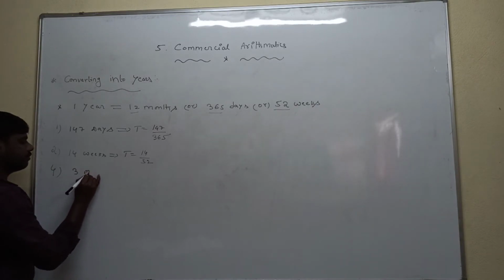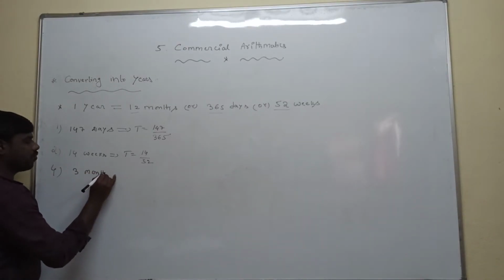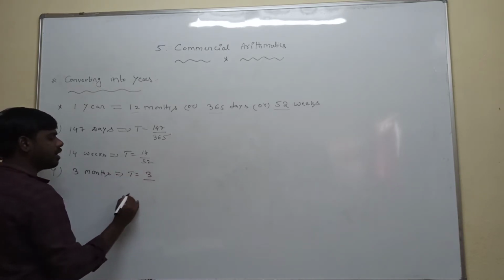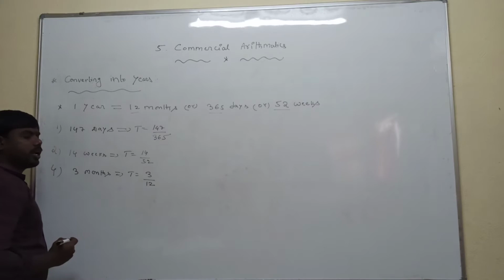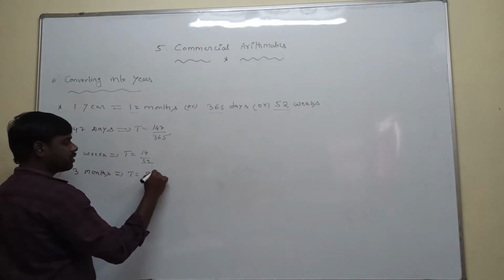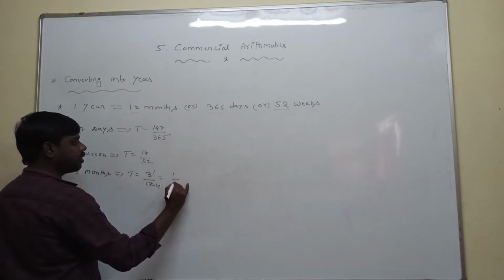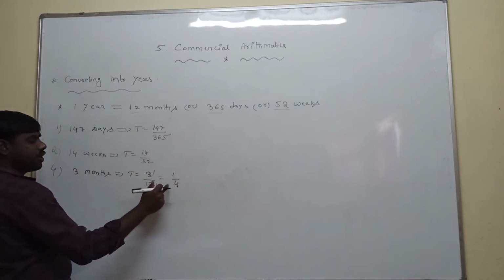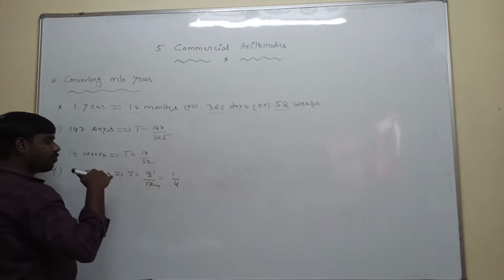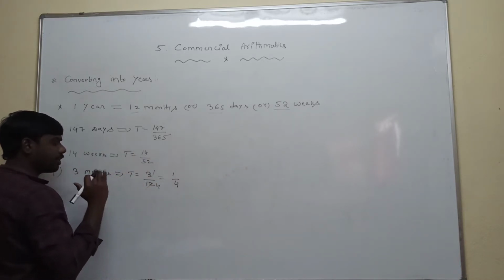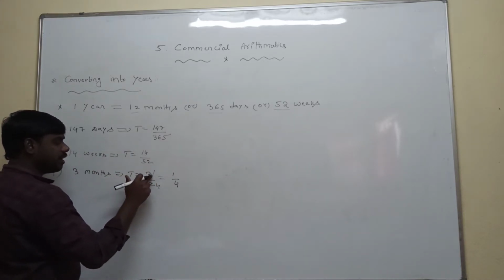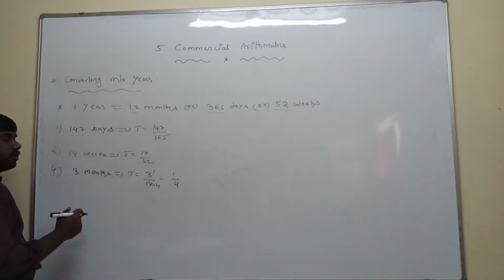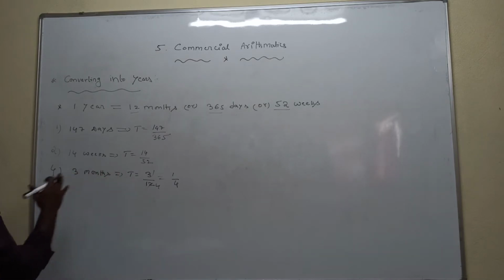Next one, 3 months. 3 months to convert to the year. T is equal to 3 months divided by the total months per year, totally 12 months. 3 by 12, that is 1 by 4. So time is equal to 1 by 4, because given months divided by total months.